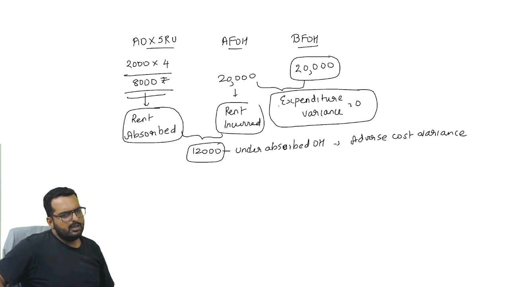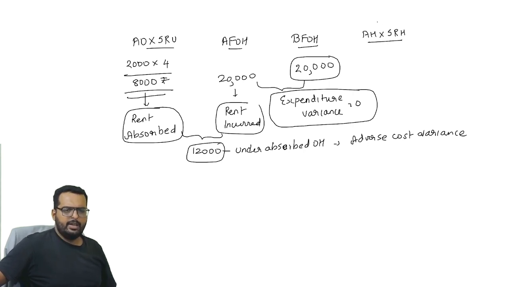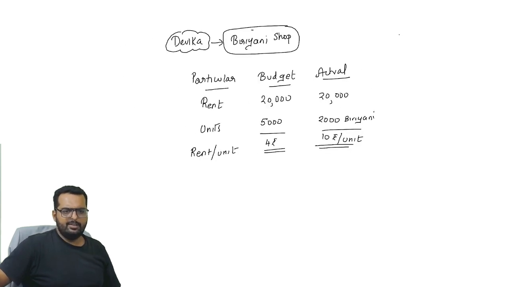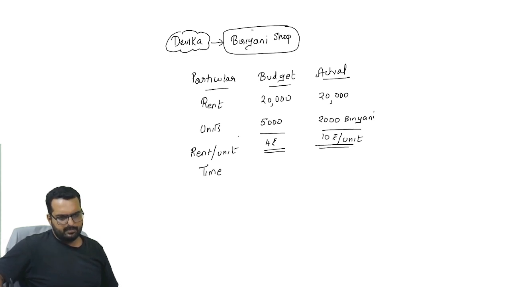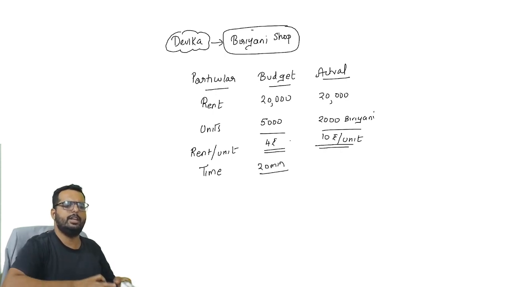For class 10, standard. AH into SRH, correct? Yeah. Okay, let's elaborate on this part now. So listen to me carefully. Now, to make one biryani, how much time does it take you? 20 minutes. So now tell me, if that is the case, for making 5,000 biryanis, how much time will it take you?